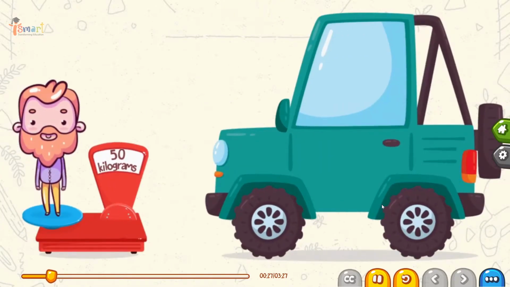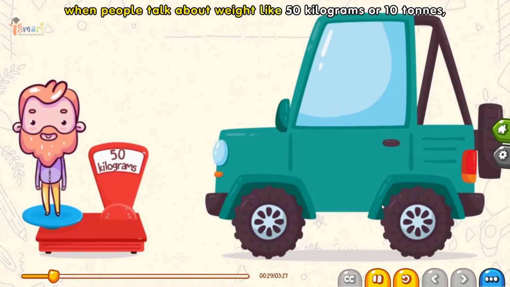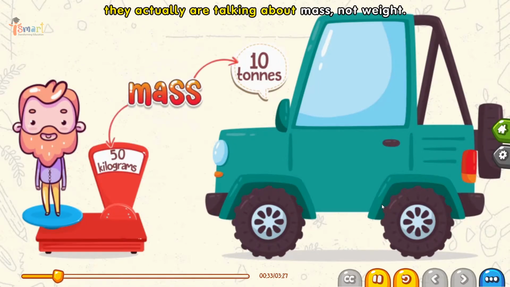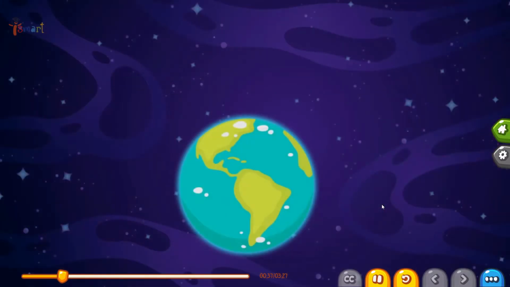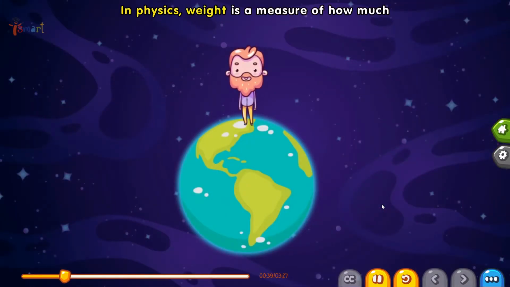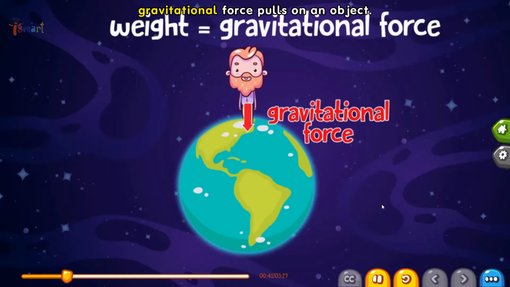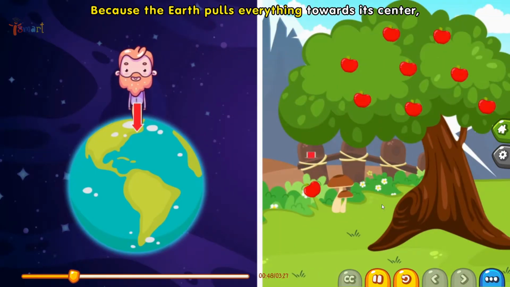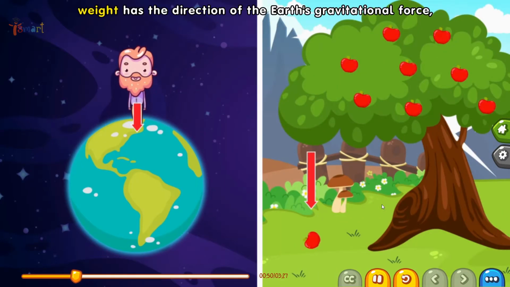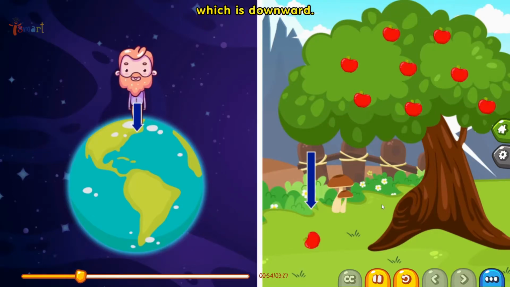In daily life, when people talk about weight, like 50 kilograms or 10 tons, they actually are talking about mass, not weight. In physics, weight is a measure of how much gravitational force pulls on an object. Because the Earth pulls everything towards its center, weight has the direction of the Earth's gravitational force, which is downward.